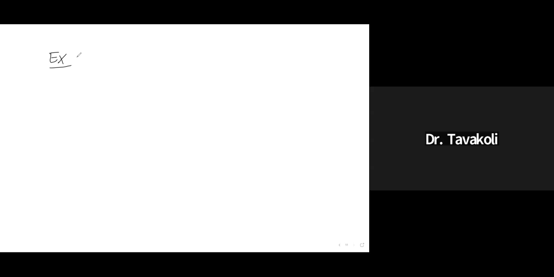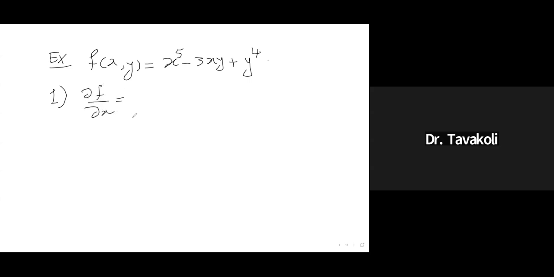Again, you may pause after I write down the example and try to do it on your own. So suppose f of x and y is given as x to the 5 minus 3xy plus y to the 4. Part 1, I want to find the partial derivative with respect to x. And part 2, I want to find the partial derivative with respect to y.